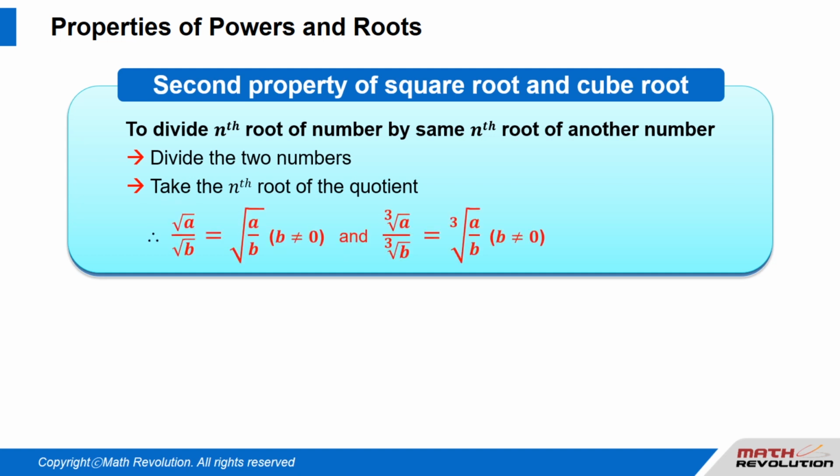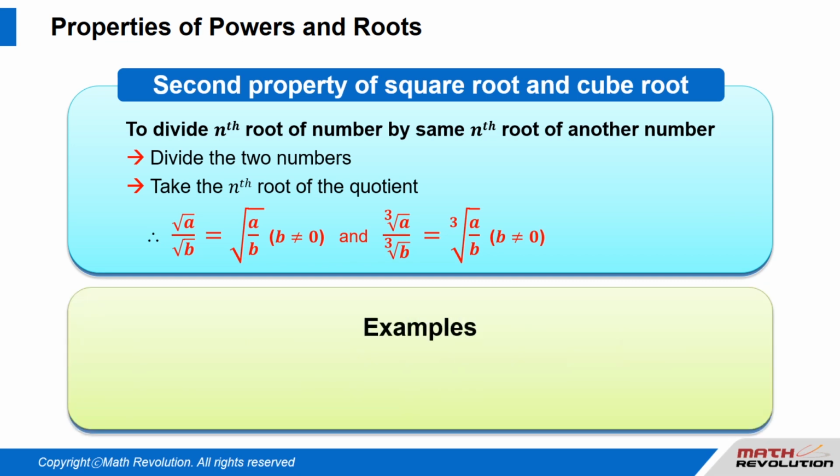So, square root of a over square root of b equals square root of whole a over b, where b is not equal to 0, and cube root of a over cube root of b equals cube root of whole a over b, where b is not equal to 0.